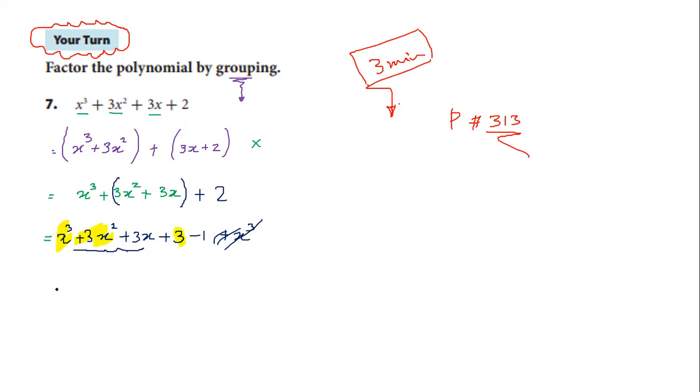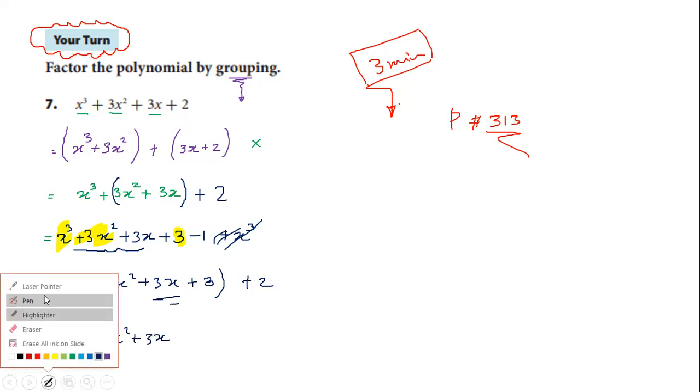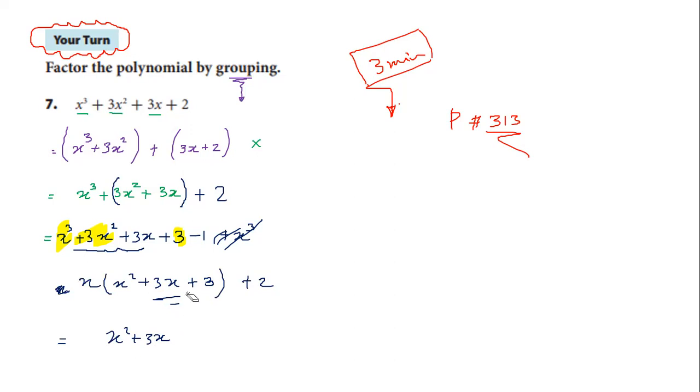Let's think: here can we make x a common factor, or 3 a common factor? We can take x as a common factor from these three terms, so you still have x squared plus 3x plus 3, and then plus 2. The answer is x squared plus 3. How come, Mister? How do we leave 3? x times 3 is 3x, not 3. Yes, sorry.